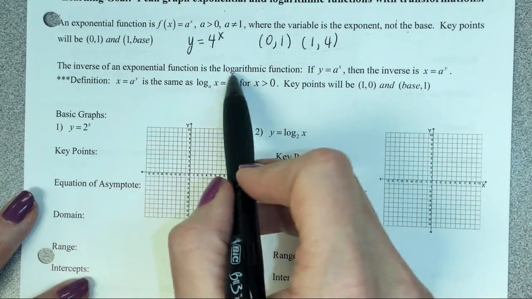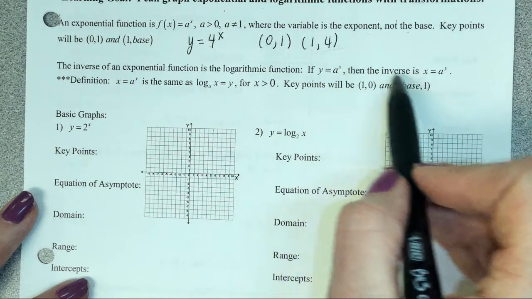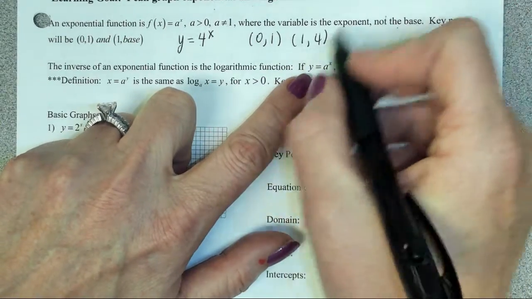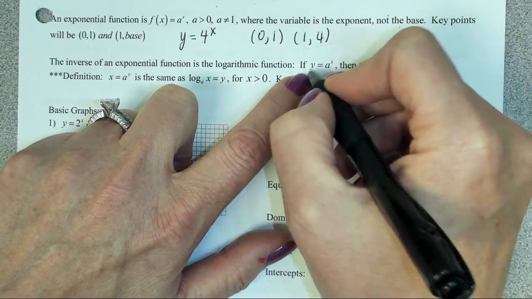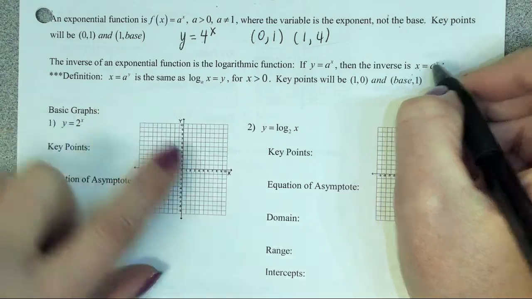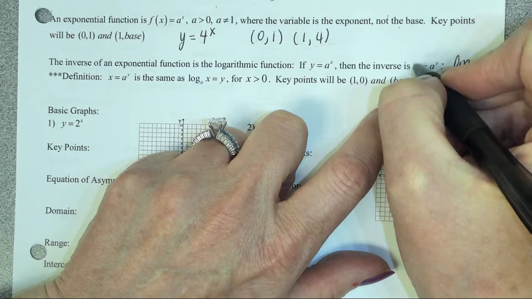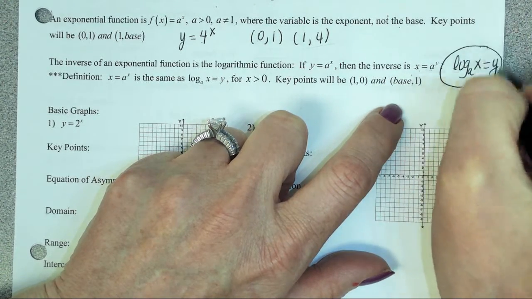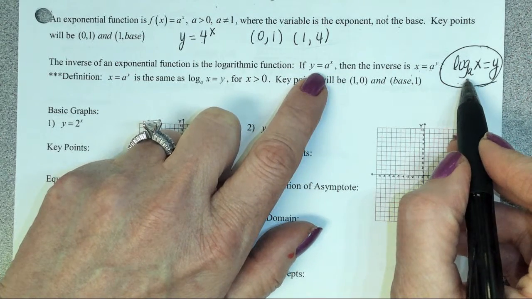The inverse of an exponential function is a logarithmic function. So if you have y equals a to the x, the inverse is x equals a to the y. Here's the reason why. Here is my original function. If I want an inverse, I turn the y into x and the x into y. If I now write this as a log, I find my base, a, I swirl it around, log base a of x equals y. So this is the inverse of that. These two are inverse functions.